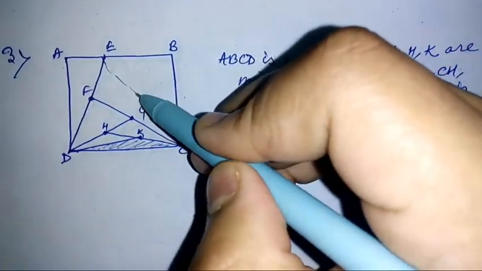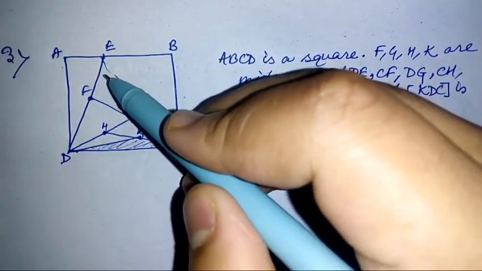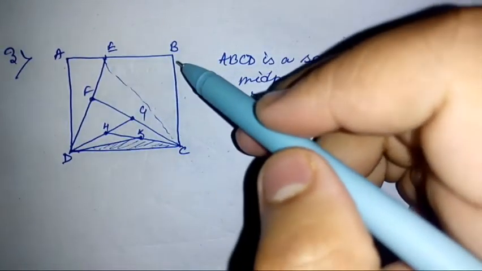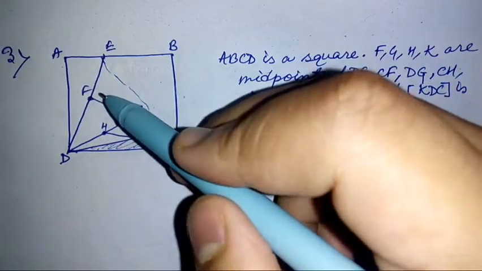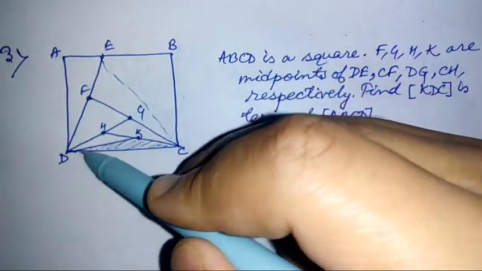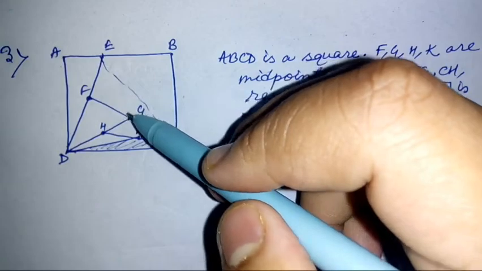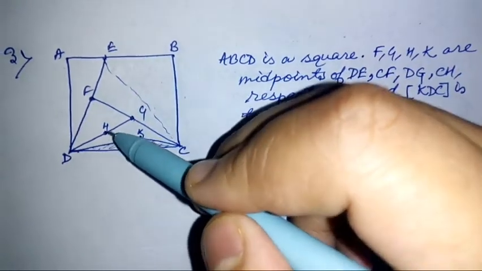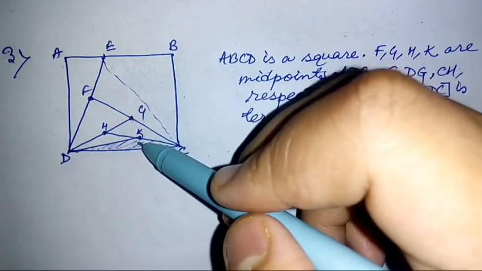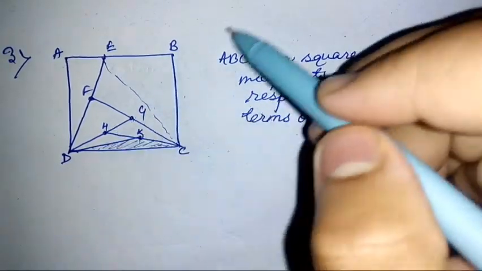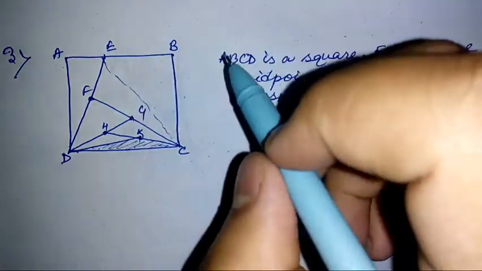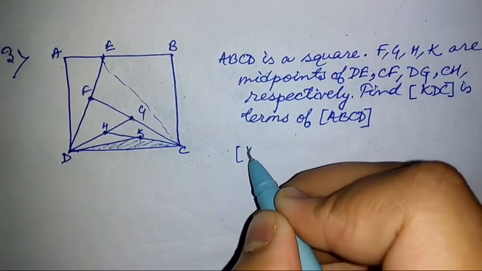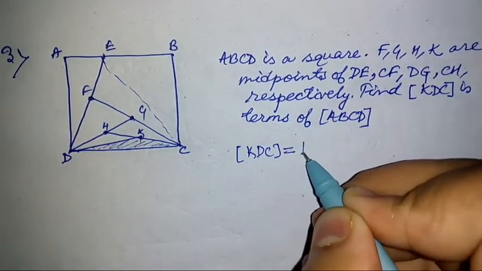If I try to join C to E, see I get a triangle and I know that the area of a triangle is half of the area of the parallelogram. ABCD can be assumed to be a parallelogram. So this triangle's area will be half of the area of this square ABCD. Then since this is the midpoint, this one's area will be half of the area of this one. Then since this is the midpoint, this one's area will be half of the area of this one. Since this is the midpoint, this area will be half of the area of this one. Since this is the midpoint, this area will be half of the area of this one. So we get a series of halves, and if we do the product of all of them, we shall get our final answer.